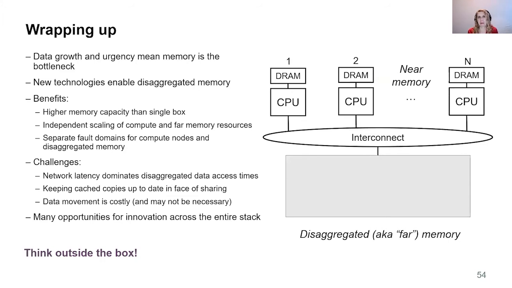Okay, so wrapping up, data growth and the urgency of needing to have answers now really is meaning that memory is the bottleneck of current systems. And fortunately for us, there are fast network technologies that allow us to consider the possibility of applying resource disaggregation to memory. There are a number of benefits to this. It increases our effective memory. It allows us to independently scale things. And it allows us to have separate fault domains that we can exploit for providing application resilience.